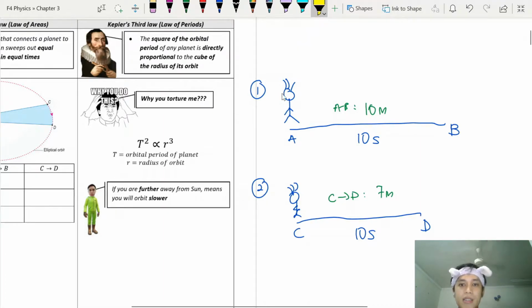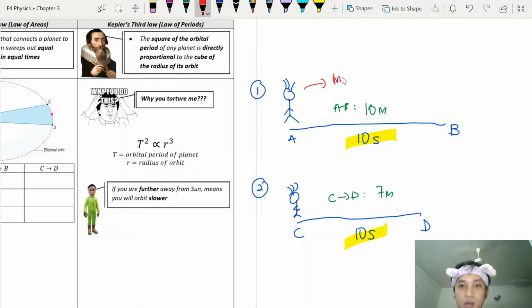If we were to compare the two situations here, both have the same amount of time. 10 seconds, 10 seconds. But in situation 1, I'm traveling a further distance. I can travel further in 10 seconds. However, in situation 2, within 10 seconds, I'm only traveling until 7 meters. And why does this happen? Very simple, very logical, right? It's because in situation 1, I'm moving faster.